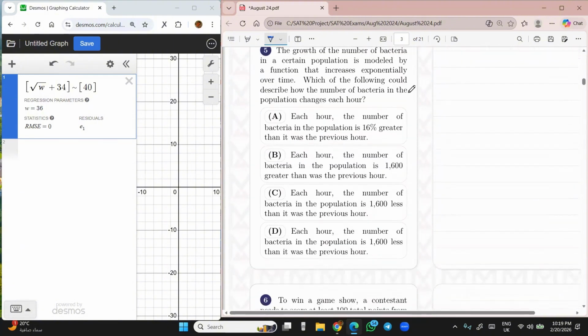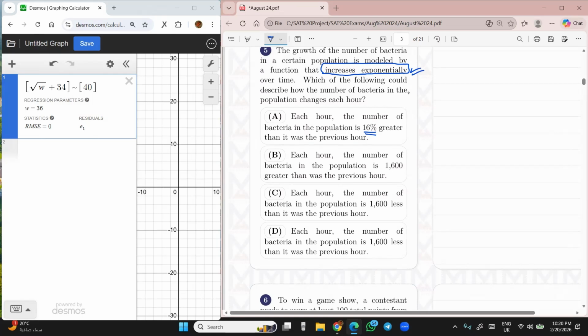Question number 5. The growth of the number of bacteria in a certain population is modeled by a function that increases exponentially. You have to look at these two words, increasing and then exponentially. Over time, which of the following could describe how the number of bacteria in the population changes each hour? Increases means we always need to get a number greater than the previous one. But greater only is not enough. It should be greater by a percentage or a fraction, not just a number. So when you consider exponential functions, we need to search for a percentage like this.